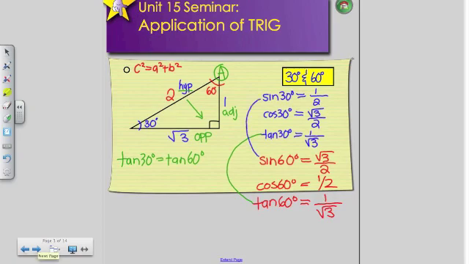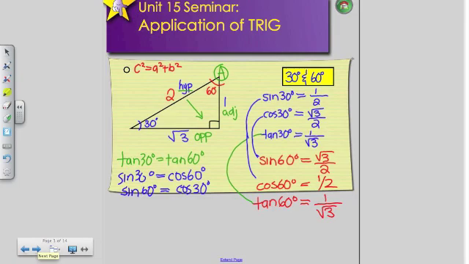Good. So my sine and my cosine. Sine of 30 degrees is equal to my cosine of 60 degrees, and the sine of 60 degrees is equal to the cosine of 30 degrees. And we can see that by connecting all of our dots, connecting all of our trig ratios.